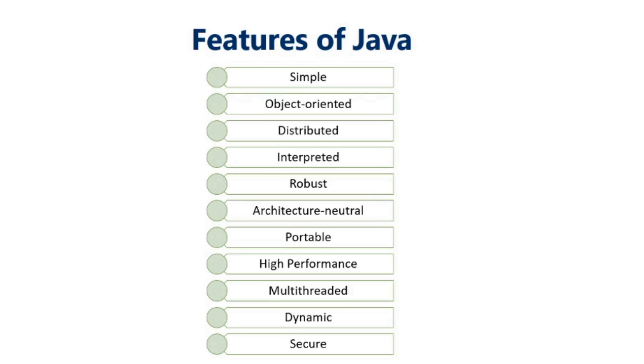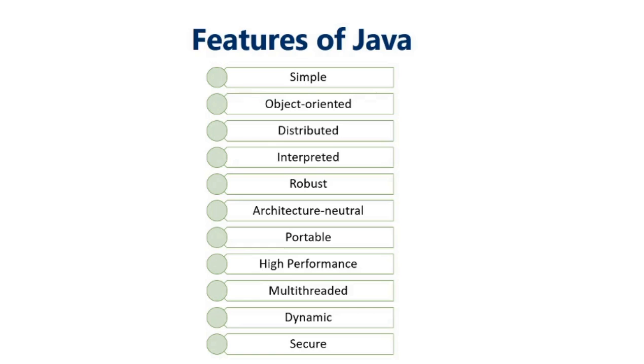Then interpretation. Whenever you write any Java program, it is compiled as well as interpreted. There is a two-phase execution, compilation and then interpretation. Every Java program is always interpreted by the JVM, and then you will get the output. So it improves the performance of the program execution.